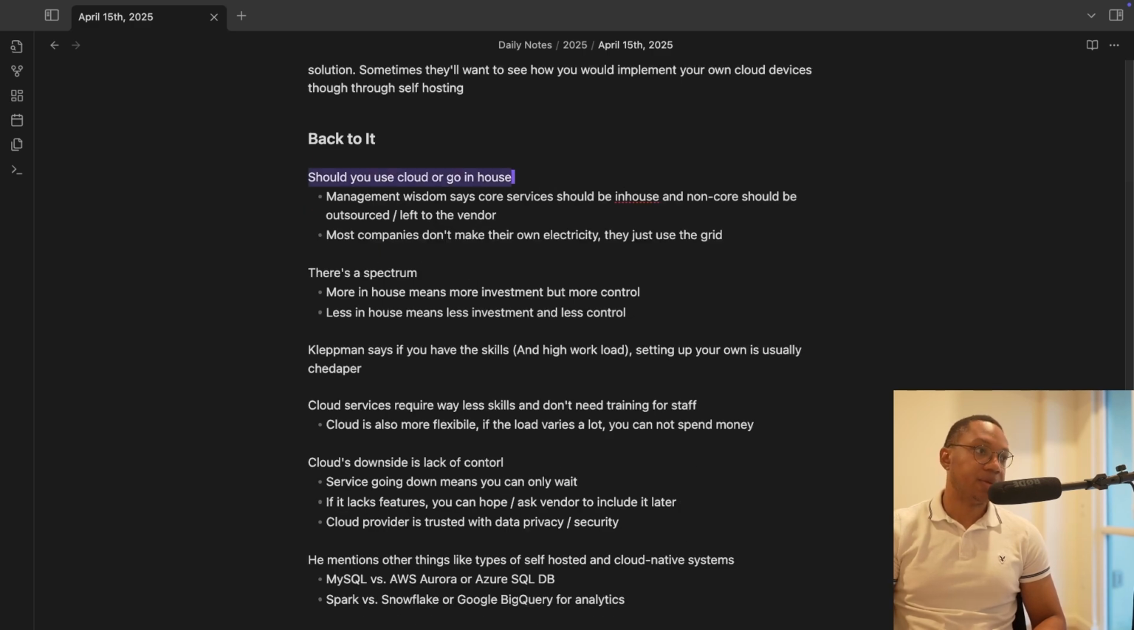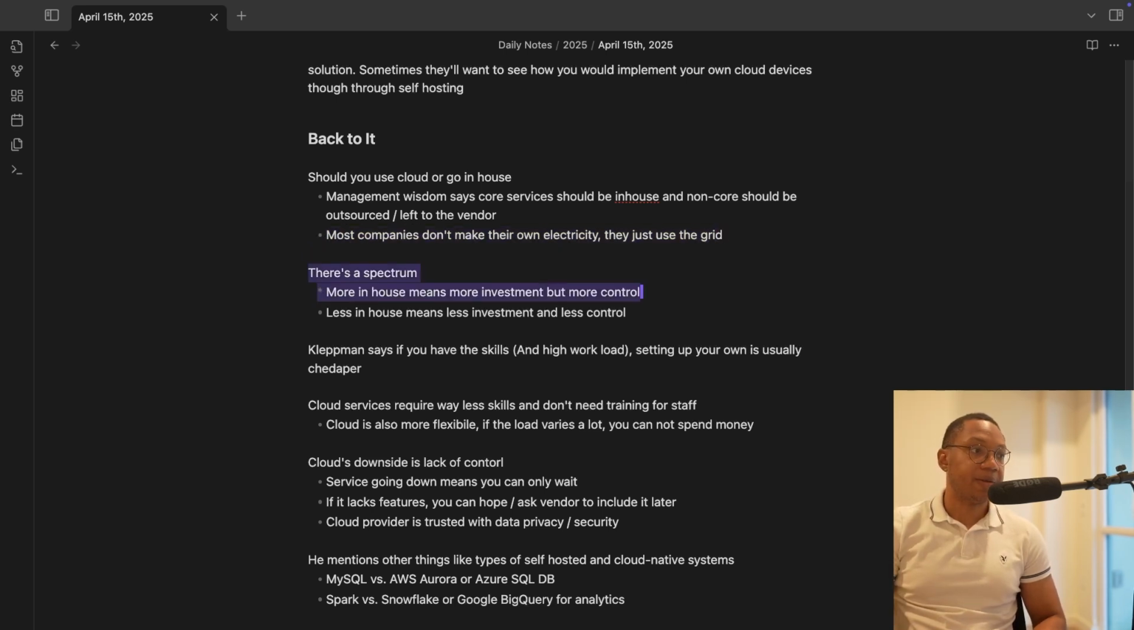So the question is, okay, well, should you use cloud? Should you go in-house? The management wisdom is going to say you should only do in-house if it's a core service. And if it's non-core, then you should leave it to a vendor. I don't know anything about this, I guess. But most companies don't use their own electricity. They just use the grid. So you don't have to do everything from scratch.